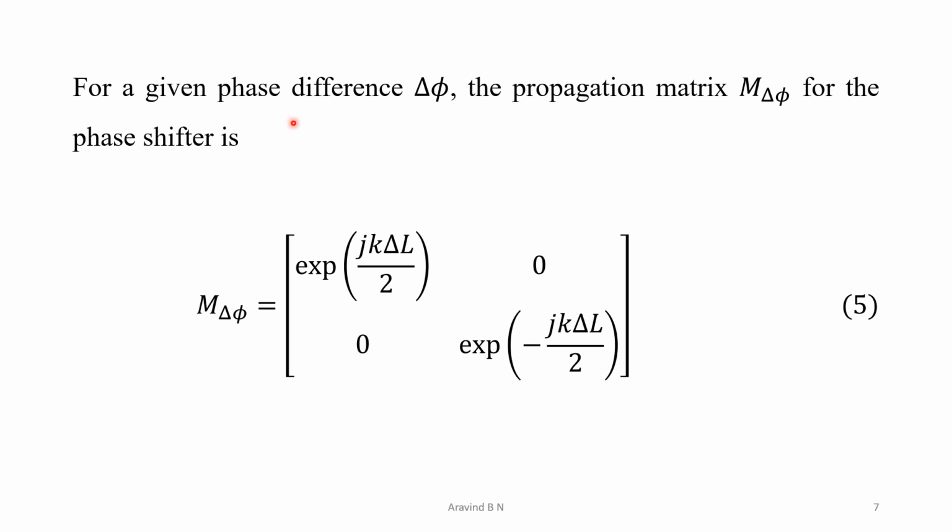Now for a given phase difference, the propagation matrix M delta phi for the phase shifter is given by M delta phi is equal to the matrix exponential of j k delta L divided by 2, 0, 0, exponential of minus j k delta L divided by 2.